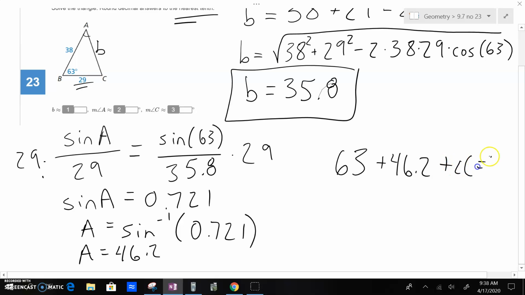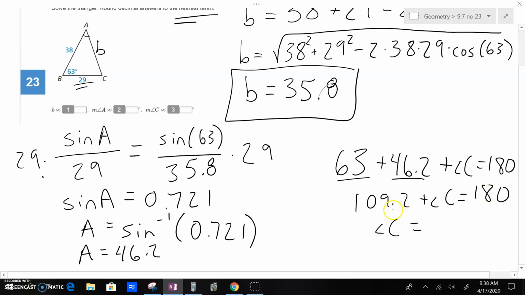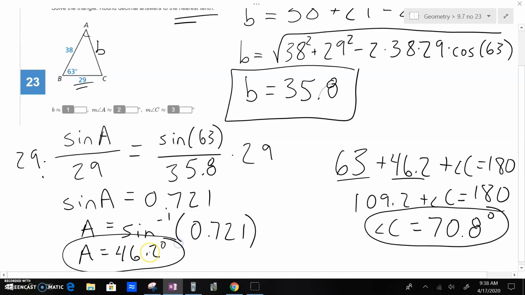Now that I've got two of my angles, I've got 63 degrees plus 46.2 plus the angle I'm missing. It needs to add to 180. So I'll do 63 and 46.2. I can add those together. That's 109.2, plus angle C equals 180. And then angle C would be 180 minus 109.2, which I can do in my head, that'd be 70.8 degrees. So for my answer, I've got 46.2 degrees, I've got 70.8, and then 35.8 for the side. And that's it. That's the end of the problem, and we've solved the triangle.